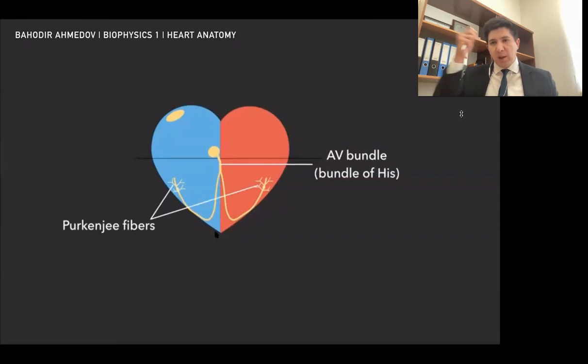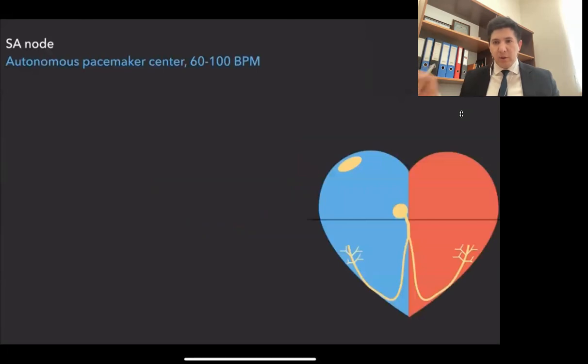Again, the action potential, or the electricity, is going to be conducted through all of the parts of the heart. It is created in the SA node, which is the main pacemaker of the heart. It is transmitted to the AV node, to the AV bundle, or the bundle of His, to the bundle branches, and to the Purkinje fibers. So every part of the heart is able to create the beat.